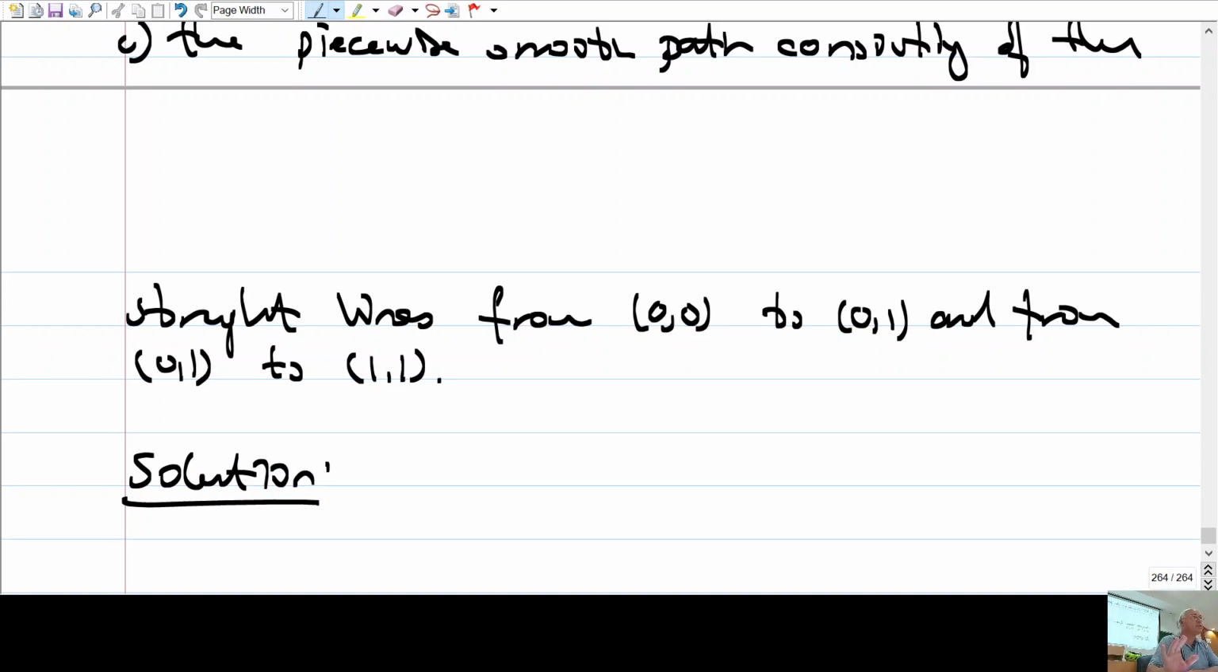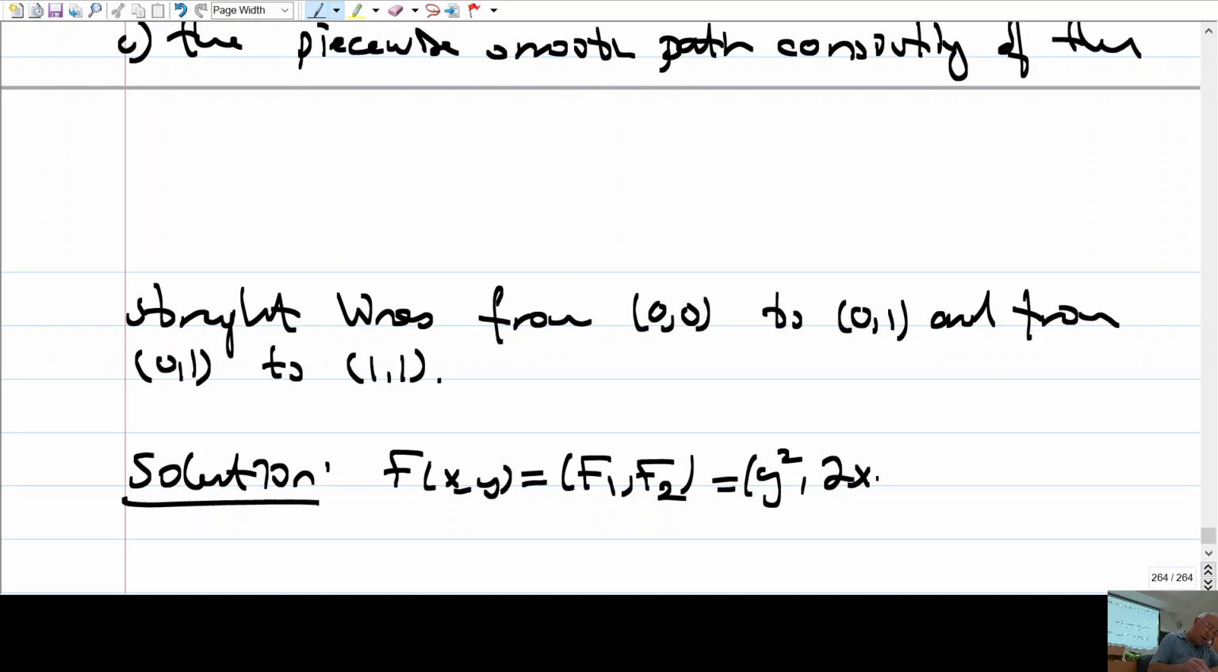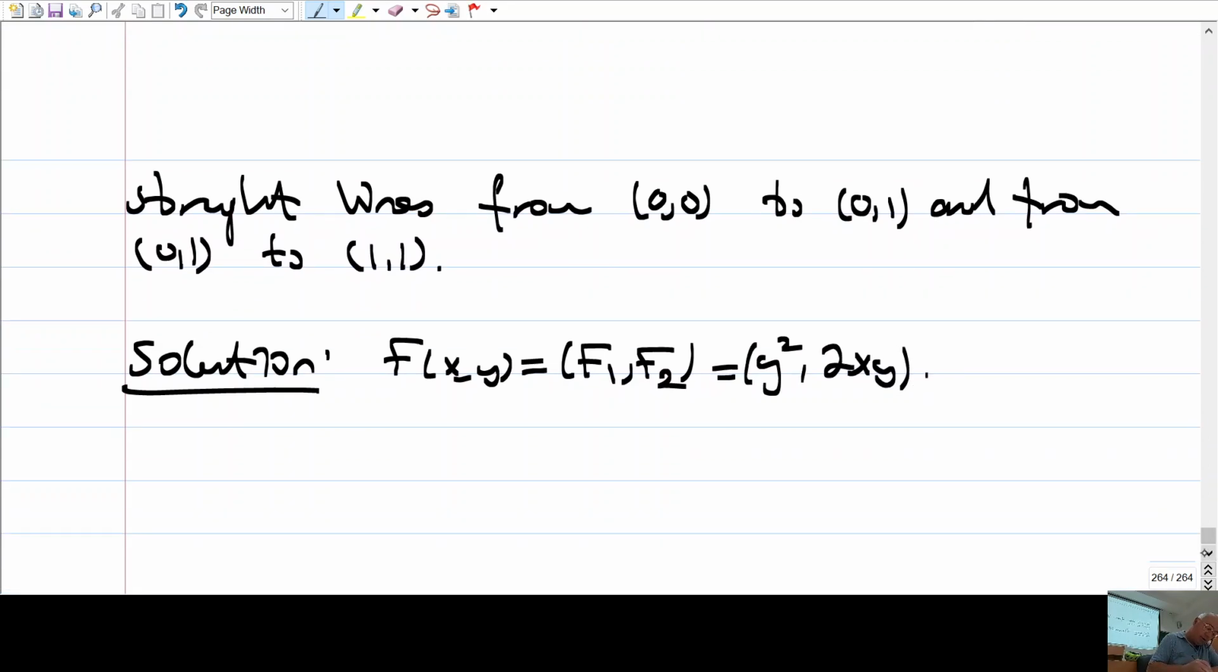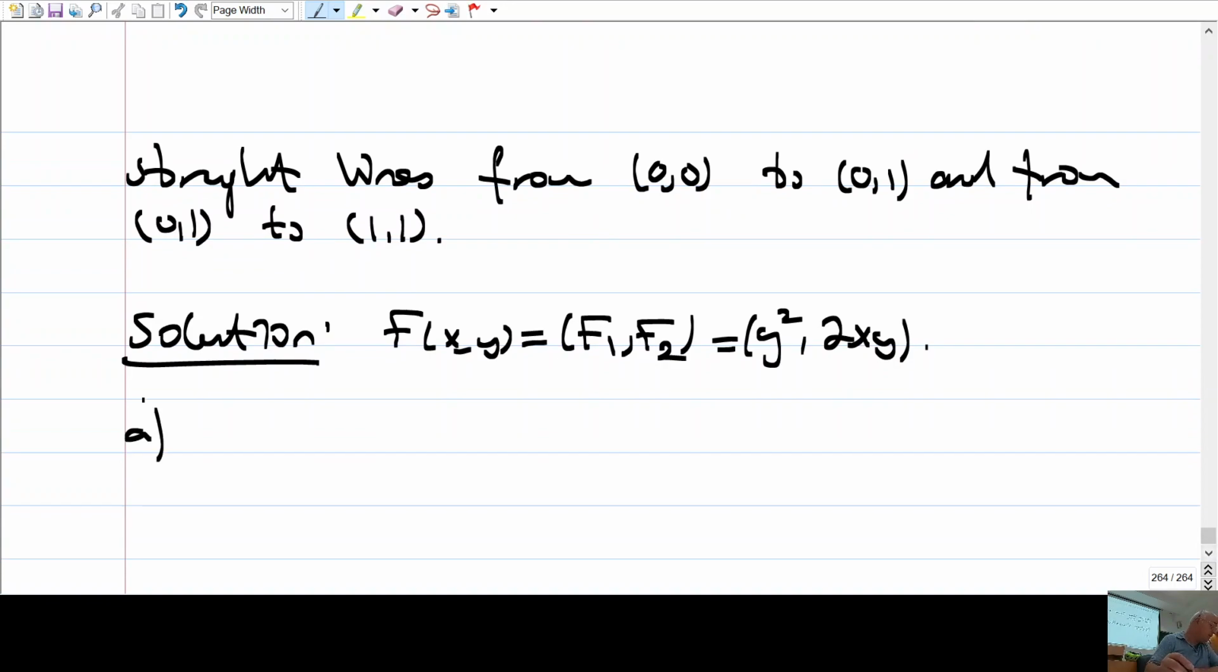The vector field is the same but three different paths. Okay. A. So first of all, F(x,y) was what? F1, F2, and this is just y squared and then 2xy. Okay. Now, the first path is the line segment.